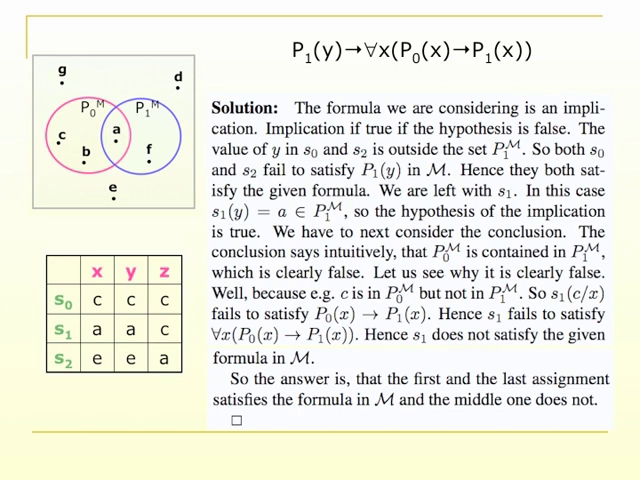So S1 C/x fails to satisfy P0 x implies P1 x. Hence S1 fails to satisfy for all x, (P0 x implies P1 x). Hence S1 does not satisfy the given formula in M. So the answer is that the first and the last assignment satisfy the formula in M and the middle one does not.